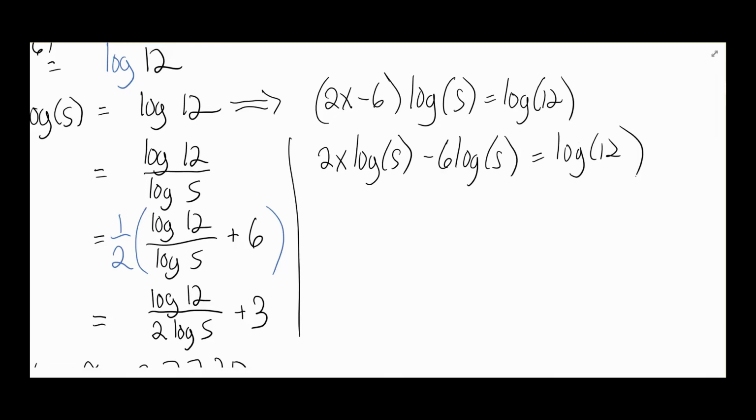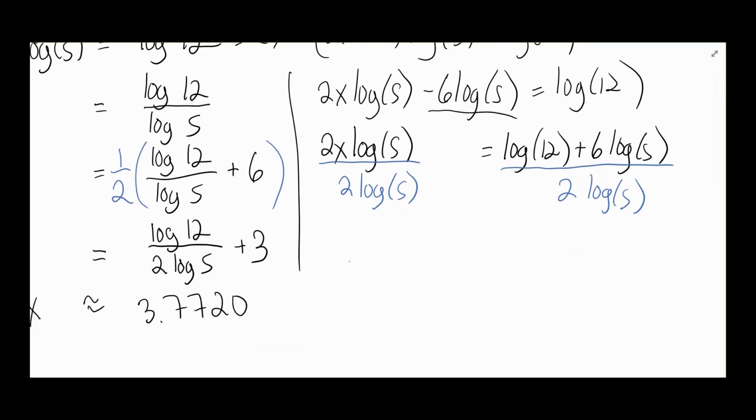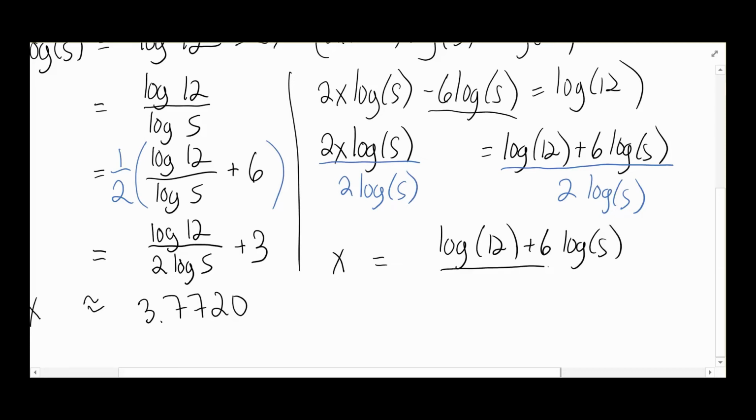Now to solve for x, remember that's our goal, is to solve for x. We've got this value that I've just underlined that has no x's in it. So that's the first thing that we would add to the other side. That would get us log 12 plus 6 log 5. And then to get the x by itself, we divide by everything that isn't the x, which would be 2 log 5. And so this gets us an answer of log 12 plus 6 log 5 all over 2 log 5.